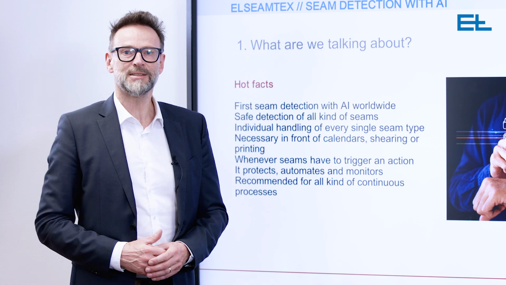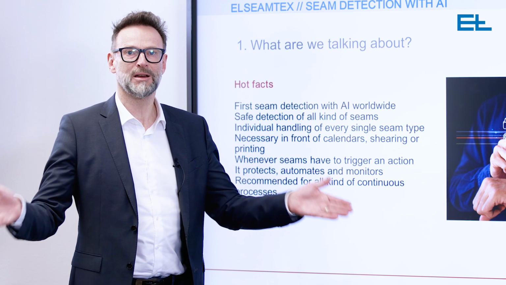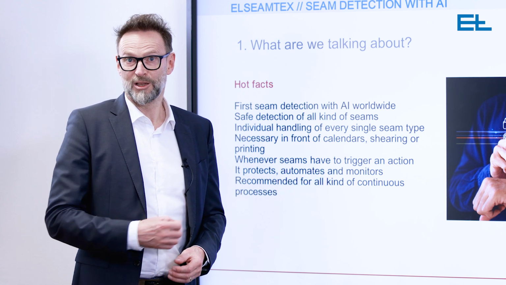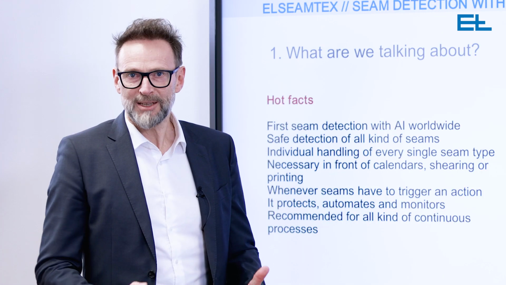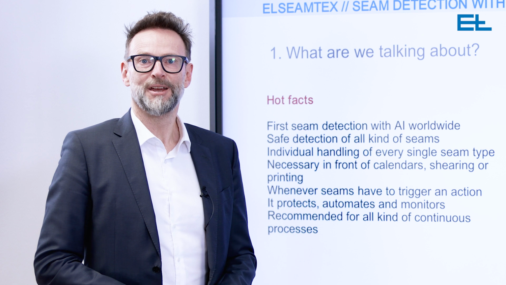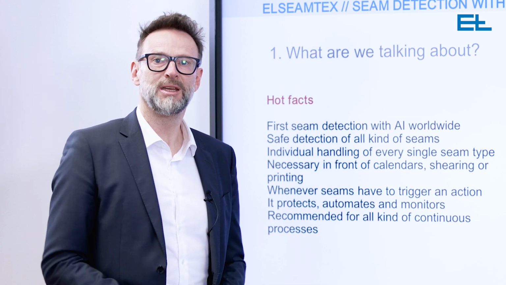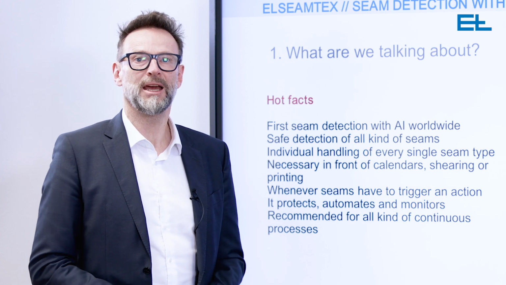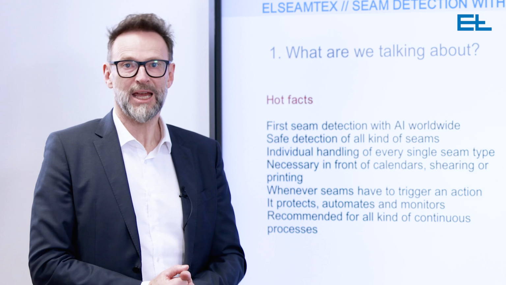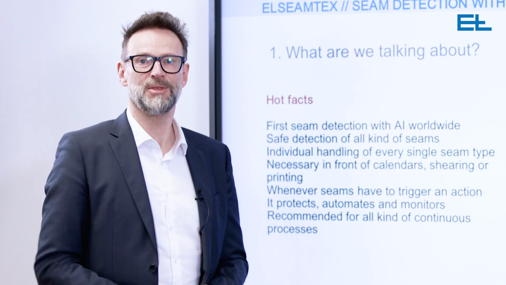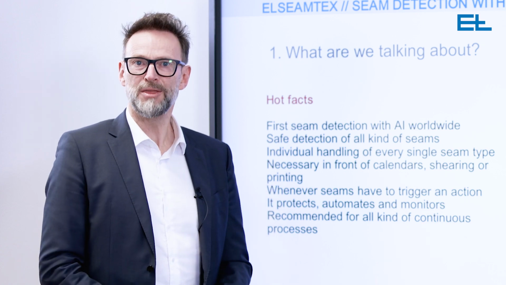And the other thing is that the seams mark the beginning and the end of a special part of the textile process, and that in many cases defines the start of a new production process, where we need a new recipe, where we need new parameters, and where we have to define everything anew. So whenever we have seams, they trigger something, and this artificial intelligence helps us to define those seams.